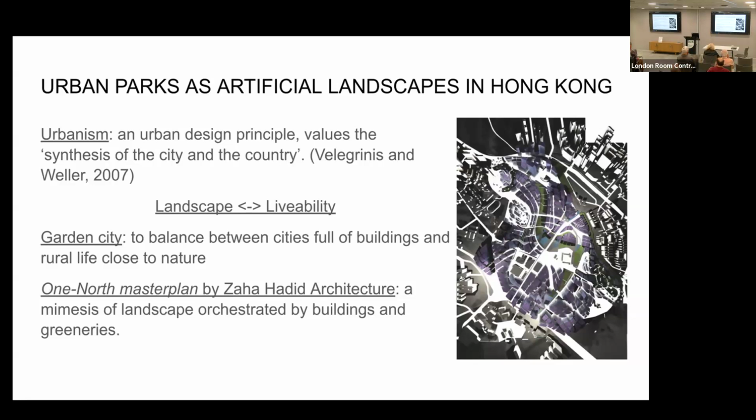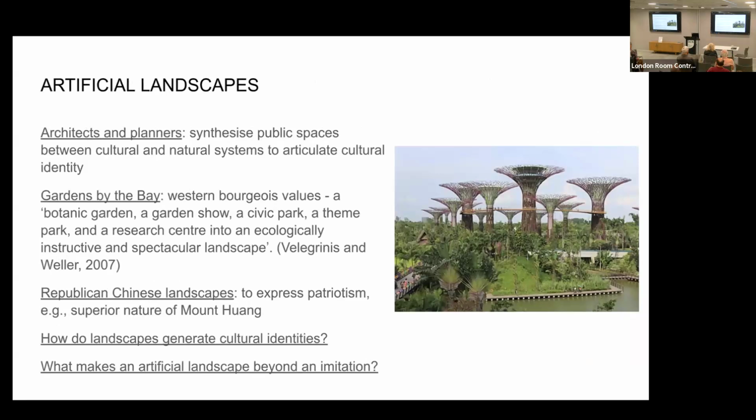And architects such as Zaha Hadid introduced projects like the One North Master Plan, which is a mimesis of landscape orchestrated by buildings and greeneries. And more artificial landscape examples come with the projects by architects and planners who synthesize public space between cultural and natural systems to articulate cultural identities.